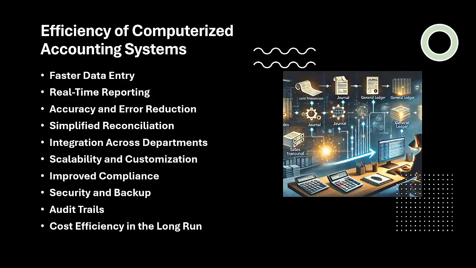3. Accuracy and error reduction. By using predefined account codes, the system ensures that transactions are posted to the correct accounts. Automated calculations eliminate errors in arithmetic. Example: if a transaction is recorded in the wrong account in a manual system, correcting the mistake involves a lot of work. In a computerized system, it's a simple matter of editing the entry.